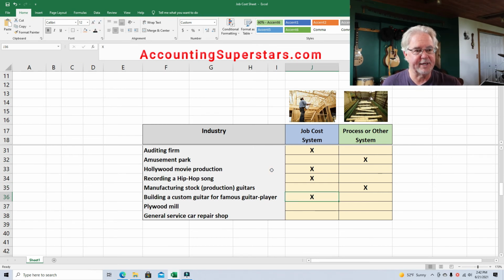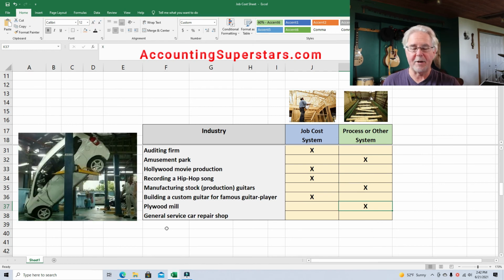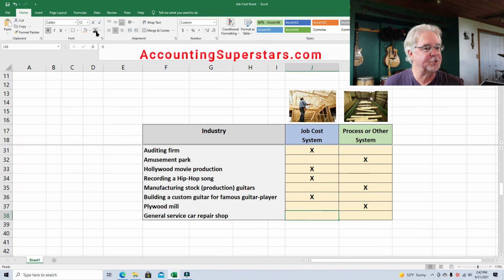A plywood mill, like up here in the picture, that would be a process system. And a general service car repair shop, well, every car is different. Every car needs different things done to it. So here you go. It'll be a job cost system.